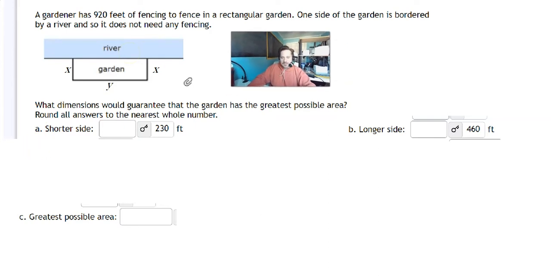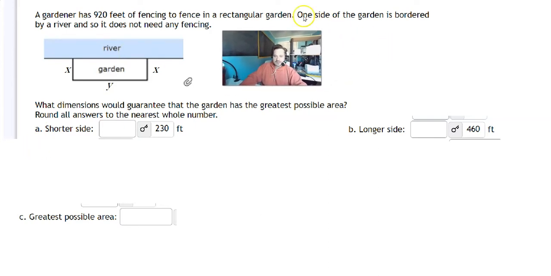Okay, so then write down some equations. First of all, the perimeter, or the fencing if you like, would be equal to x plus x because there is an x on the left and the right, and then a y from the bottom. Simplify this expression, so it's going to be 2x plus y. Now, we are told that this is equal to 920 feet because the gardener went and bought that. So you take this 2x plus y and you set that equal to 920.